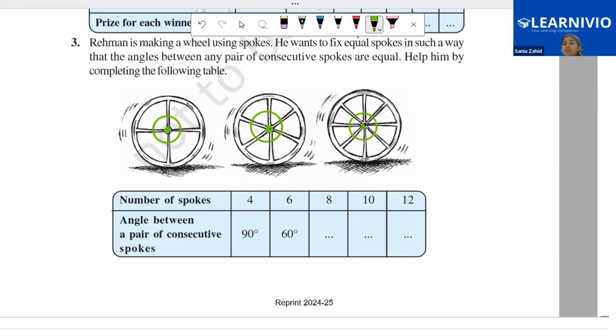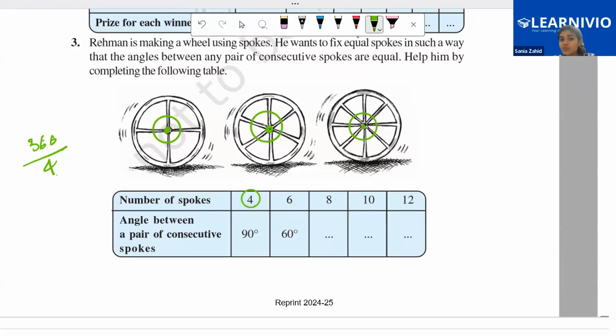But now what are they saying? There is a person named Rahman making a wheel using spokes, and he has to divide it into equal parts. So for example, there are 4 spokes. For 4 spokes, the angles will be 90 degrees each, because you need to arrange the spokes at equal angles. So you basically divide 360 degrees by the number of spokes. If the number of spokes is 4, 360 by 4 is 90.